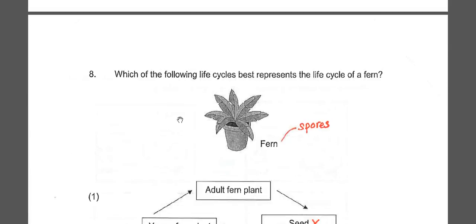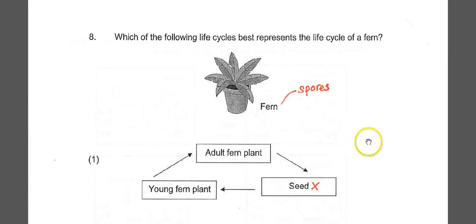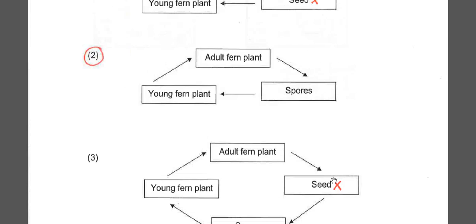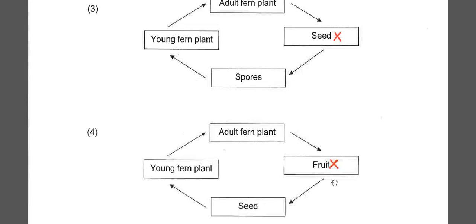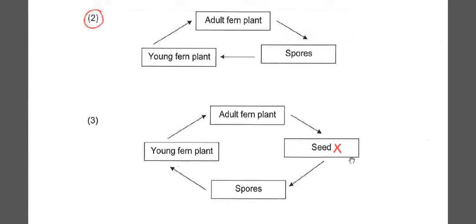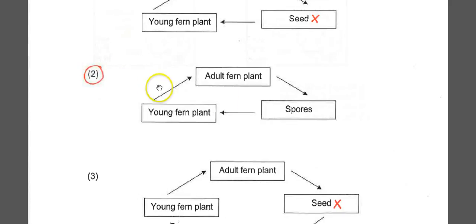Next, this plant here, what you need to fill up. Which of the following cycles represent the life cycle of a fern? Ferns grow by spores and become a young plant and then an adult. For this case, it says the adult plant comes up with seed. This is wrong. So anything with seed is wrong. Look at that, seed, fruit. Fruit and seed, they are wrong. So the answer is number 2: adult plant, spores, and young fern plant.